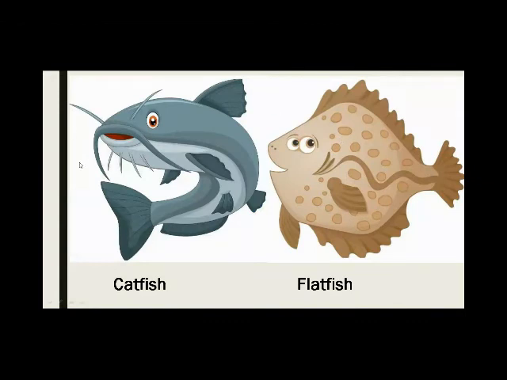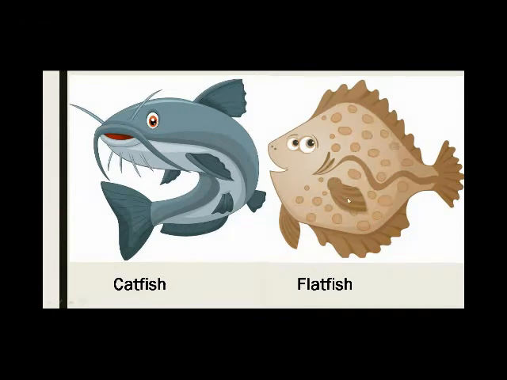The next animal is the catfish. This is the catfish. It has whiskers like cats and dogs. Can you see these whiskers? It can eat insects and fishes. Catfish eat insects and fishes, so they are carnivores in nature.